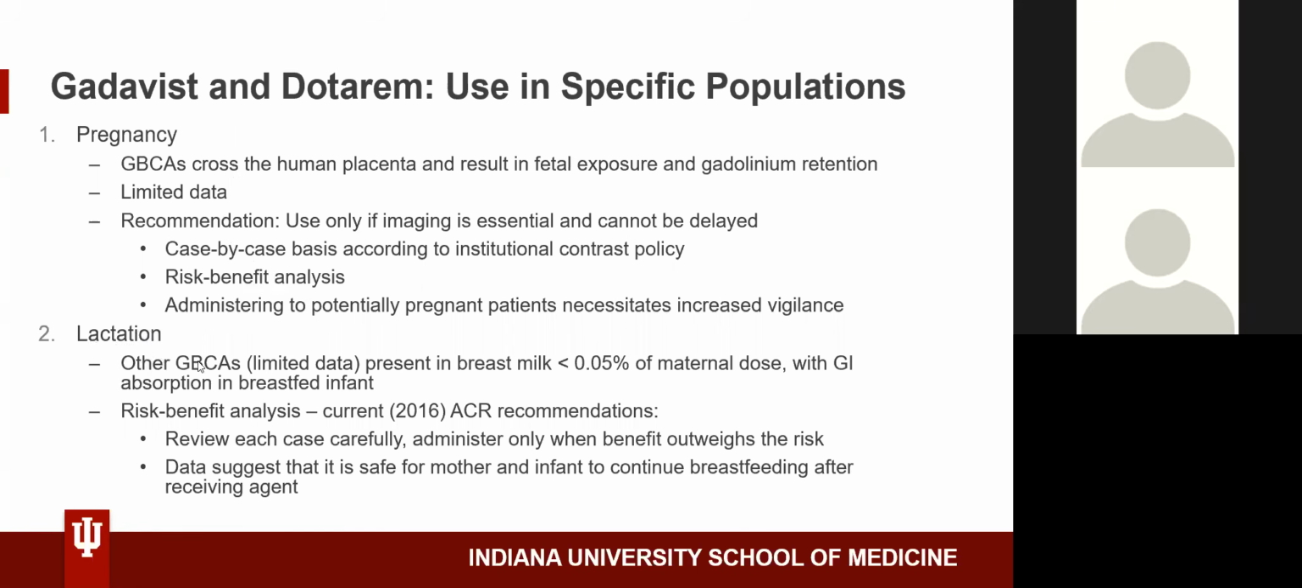In lactating patients, again, there's limited data for other GBCAs that they do pass to the breast milk, though at quite a small fraction of the maternal dose, but that can lead to GI absorption in the breastfed infants. So again, they rely on risk-benefit analysis. And for Gatavist and Dotarem, data suggests that they're both safe for the mother and infant to continue breastfeeding after receiving the agent.